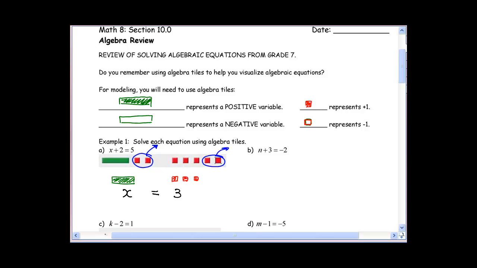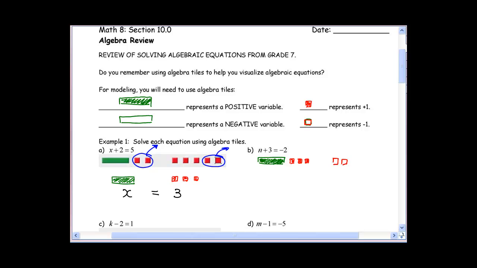We have n plus 3 equals -2. So let's once again draw these out using algebra tiles. n is my variable. It's a positive variable, so let's draw in a positive rod. Plus 3 means we need 3 small solid squares. So there's my left side, n plus 3. And this equals -2. So on the right-hand side, I'll draw 2 small squares, but these are negative, so they are unshaded.